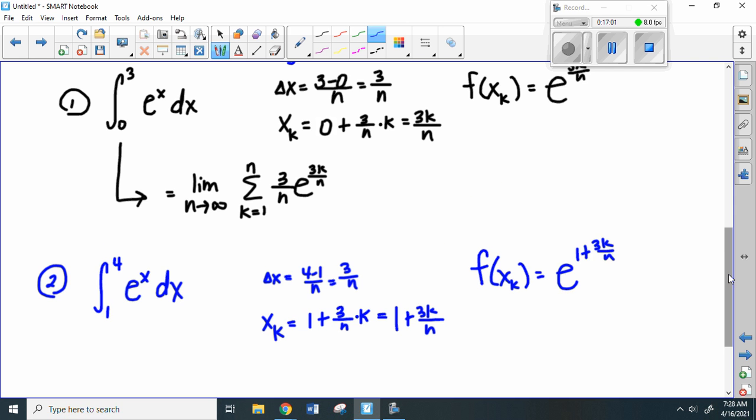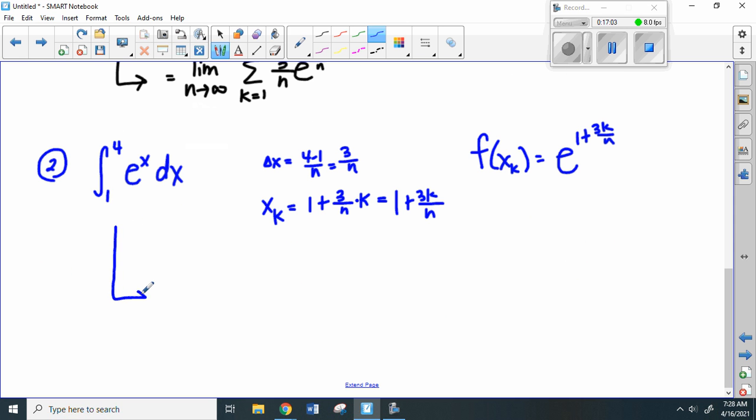And then I'm ready to put it all together as a limit of an infinite number of rectangles, for the sum of those rectangles, where I have length times width. Width is 3 over n, and length is my function that I've just created.